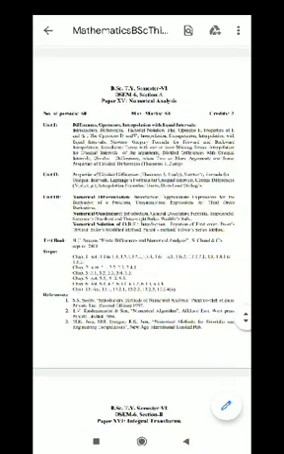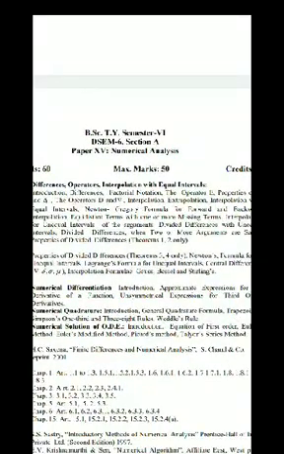Dear student, today we are going to introduce the syllabus of paper number 15, and the name of the paper is numerical analysis. The pattern is the same as that of the last semester, that is, the 5th semester.